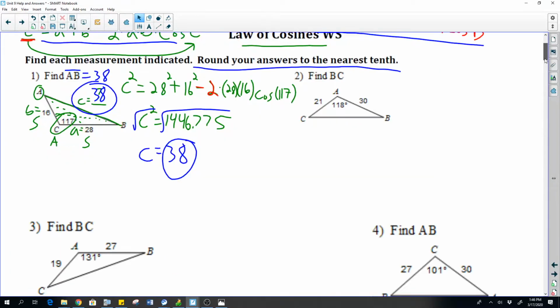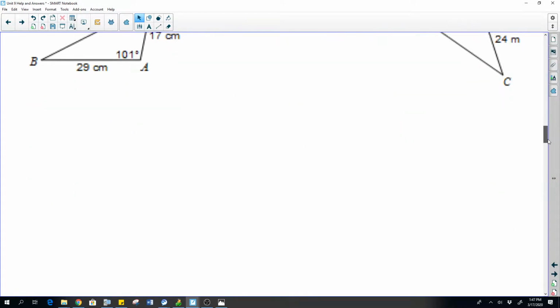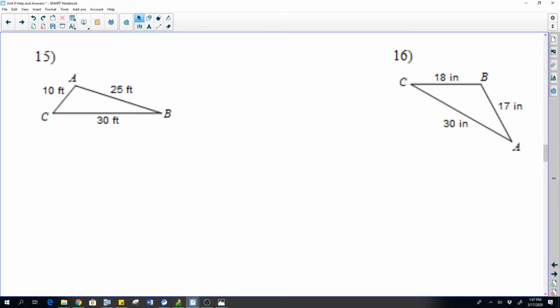That other video is kind of long, but that's okay. You want more? Here's more. What if you have another one like number 15, which is just all sides? What if you just have all the sides and you're trying to find those angles? Again, we're going to use the law, so let's do some notes there.